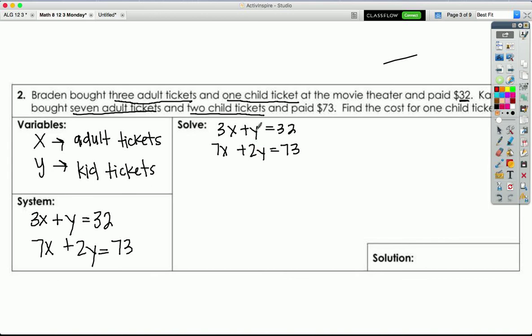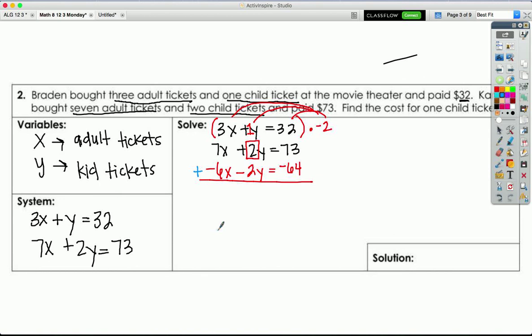But I see that I could make the Y's cancel fairly easily because this Y has a positive 2 and this Y has an understood 1 in front. So what could I multiply the top equation by to make the Y's cancel? Specifically negative 2. Remember that has to go to everything in the equation. So I'm going to rewrite my new equation. That'll leave me with a negative 6x minus 2y equals negative 64. And I distributed negative 2 to all 3 items.